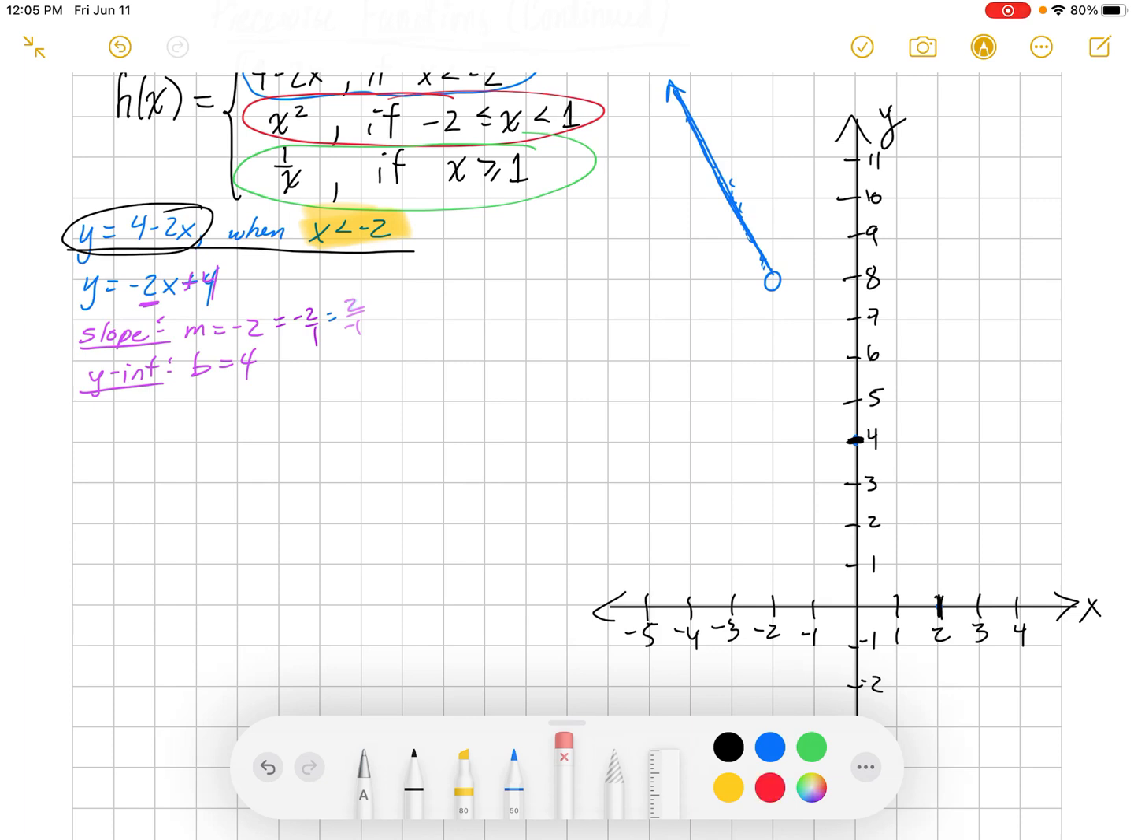Now let's go to y equals x squared. That's the red piece. Y equals x squared. That's the red piece. And that happens between negative 2 and 1.